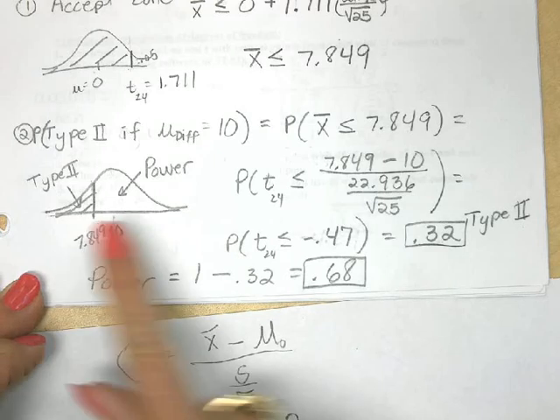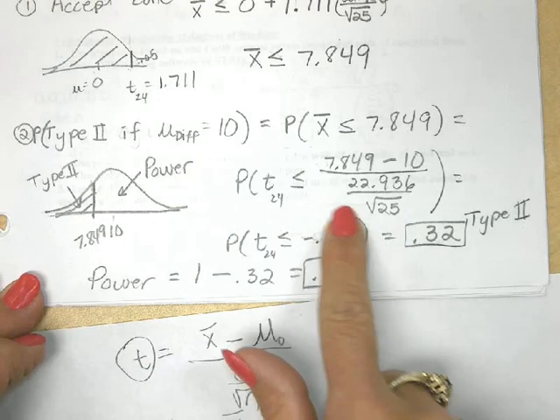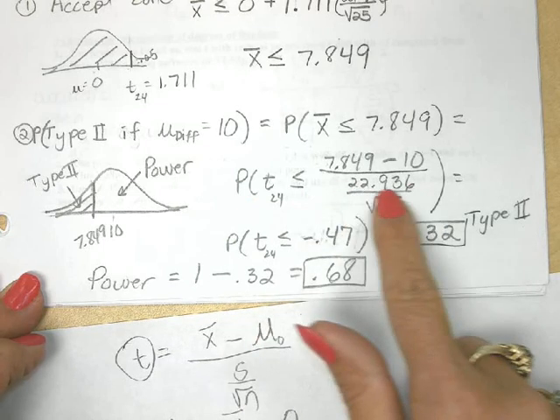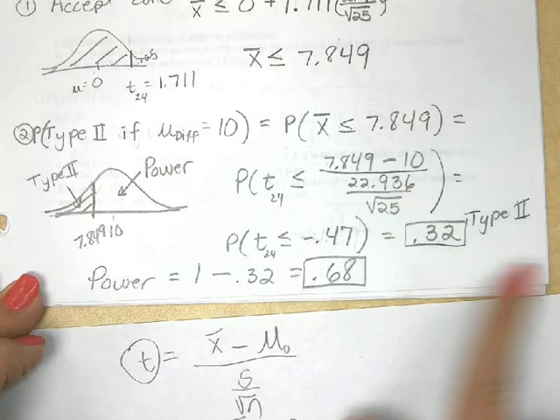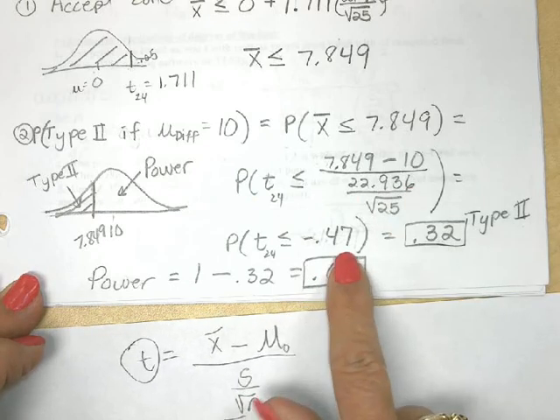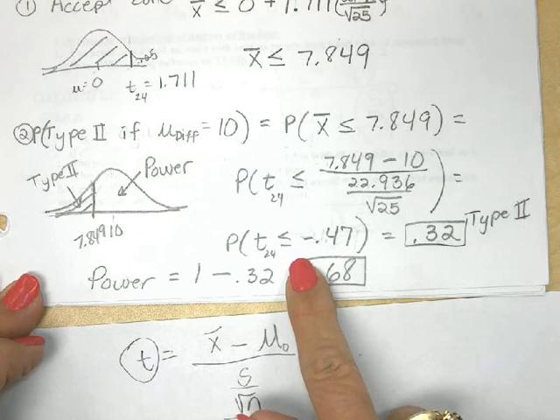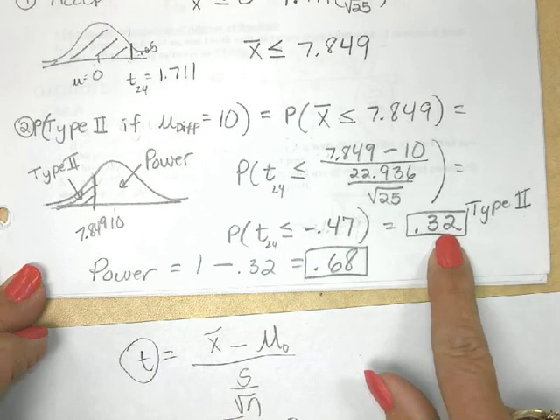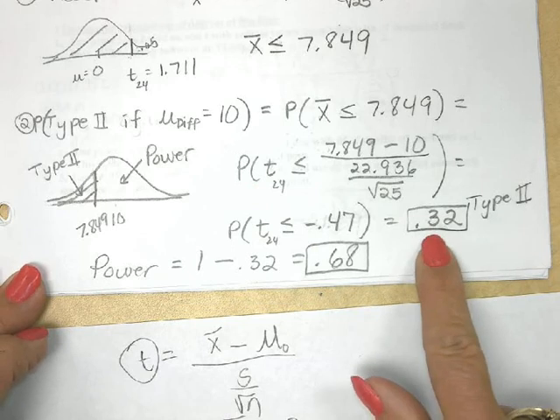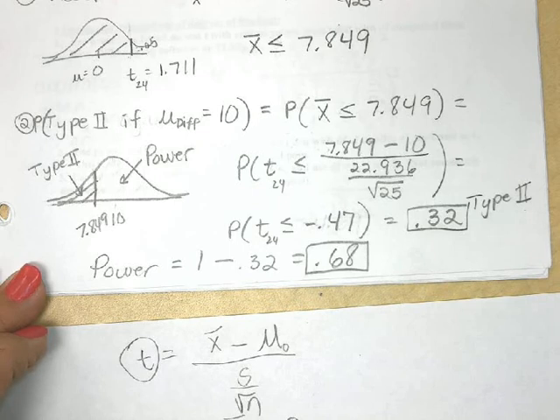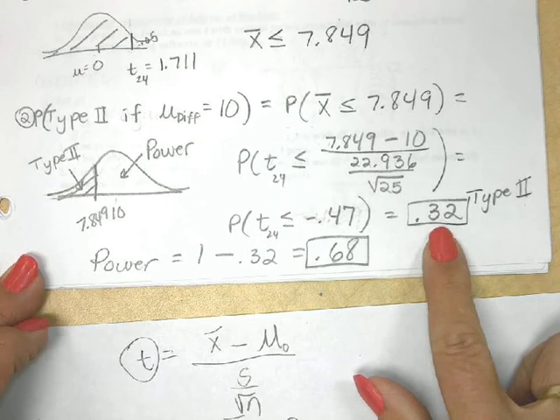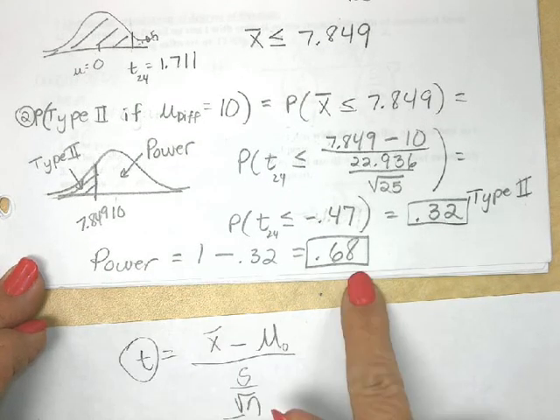And so I found that by converting it to a t value. Again, it's just a t value rather than a z value because I don't know this standard deviation. And then I use normal CDF or TCDF in order to calculate this, again with 24 degrees of freedom. So the likelihood that I will accept the null when the null is actually false and the mean difference is really 10 seconds, that's going to happen about 32% of the time, which means my power is 0.68.